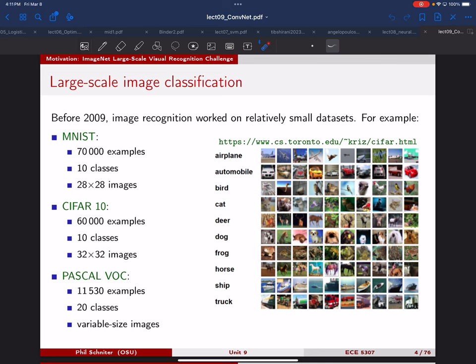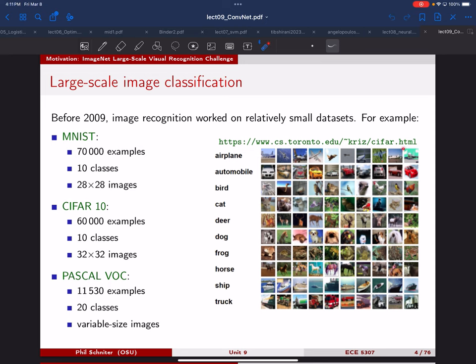So if you look at what was happening before 2009, when people were working on image recognition, like image classification, they were working with pretty small data sets. We have seen MNIST, 70,000 examples, 28 by 28 images. Another popular one, we'll use it in one of the demos, is CIFAR-10. It's similar in terms of the size and dimensionality, although it's color.